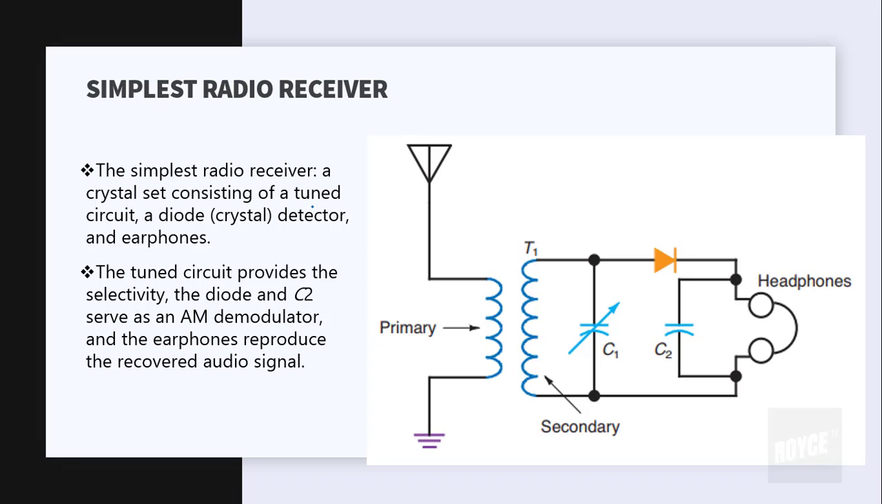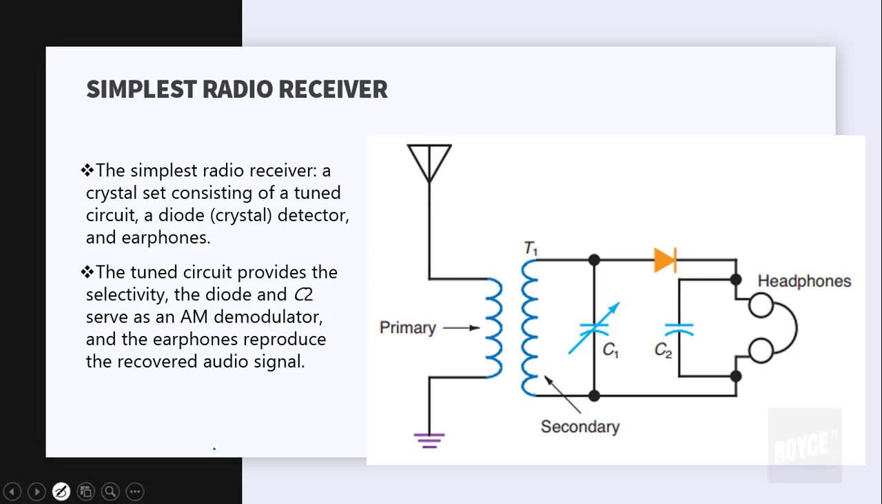There are two types of receiver configuration that we can use. First is what we call the TRF. It's called tuned radio frequency receiver. This is the simplest radio receiver. It simply consists of a tuned circuit, a detector, and a load. Syempre may antenna siya. Now what you can see here is a TRF.